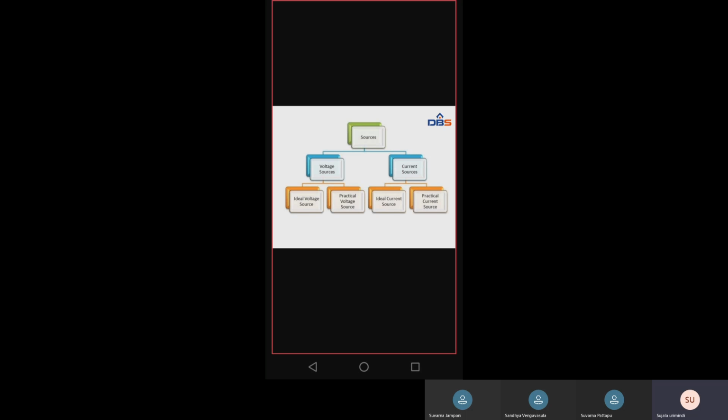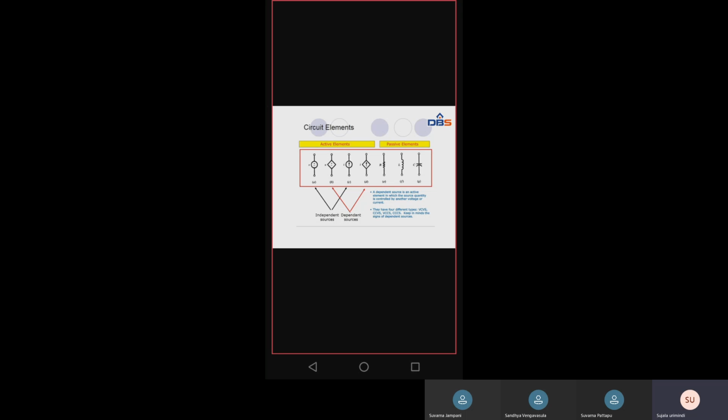These general sources are voltage sources and current sources. Under these there are the ideal voltage source, practical voltage source, ideal current source and practical current source. Here we observe the symbols: there are active elements and passive elements, the resistor, inductor and capacitor. Here A and C are the independent sources, and B and D are the dependent sources. The independent sources are drawn in the form of a circle.